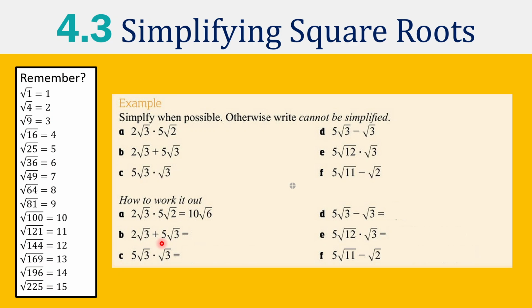For adding, watch out. Are they like or not? Do I have the same number inside of my root? Yes, I have, so I can add them up. 2 of them plus 5 of them gives me 7 square roots 3.